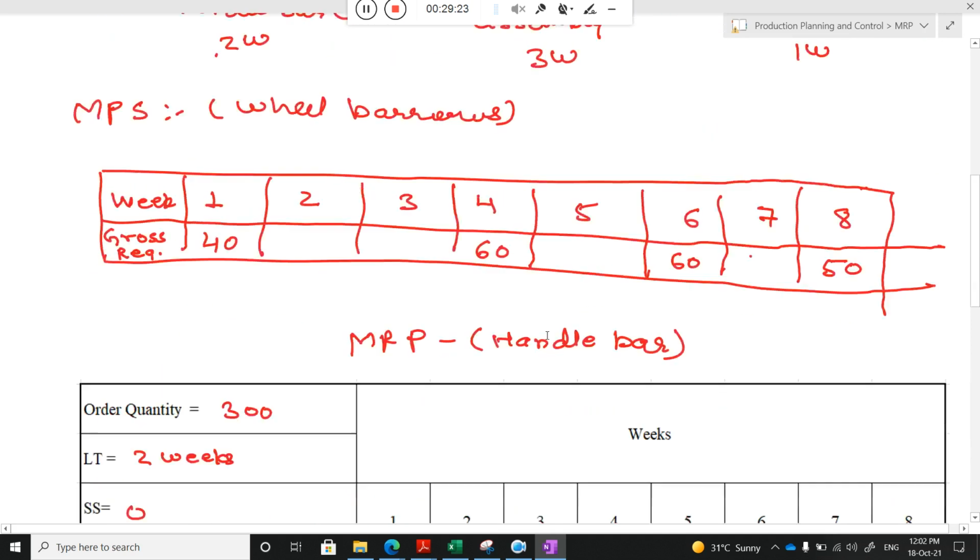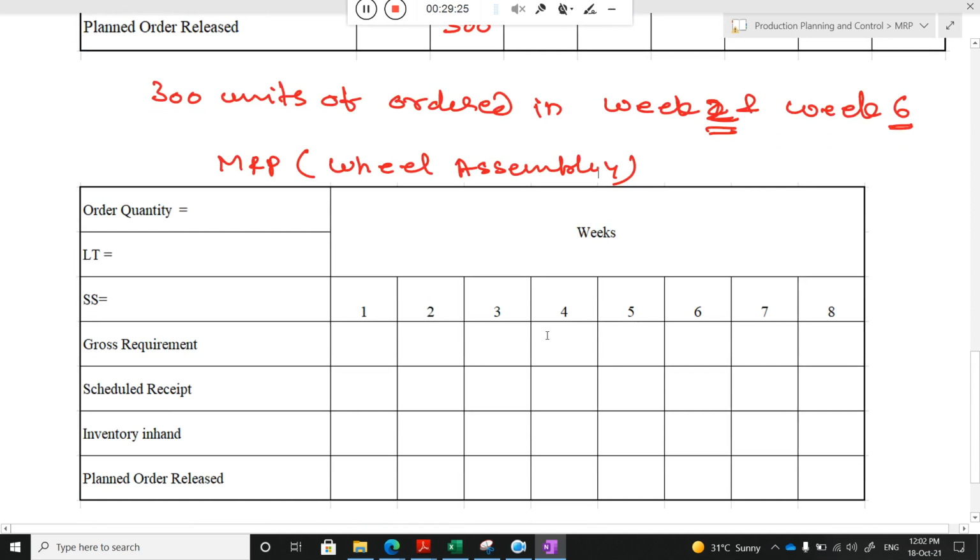Okay, go to the table. This is the thing. The order quantity is 200. The lead time, I think, is 3 weeks. Safety stock is not present there, and inventory in hand is 220. That is the given data. Now what is the gross requirement?